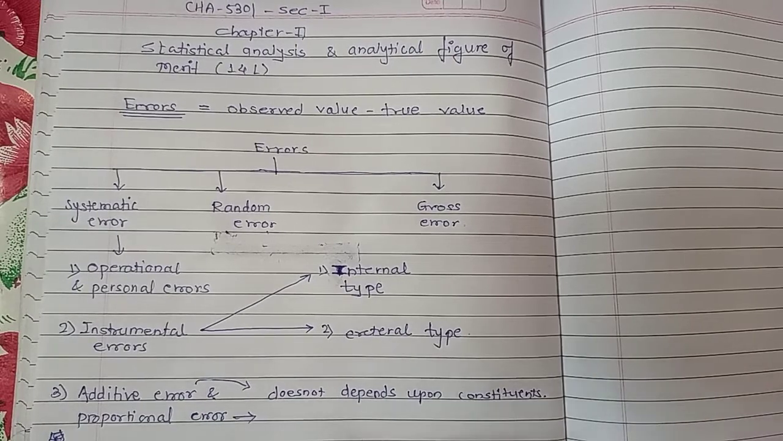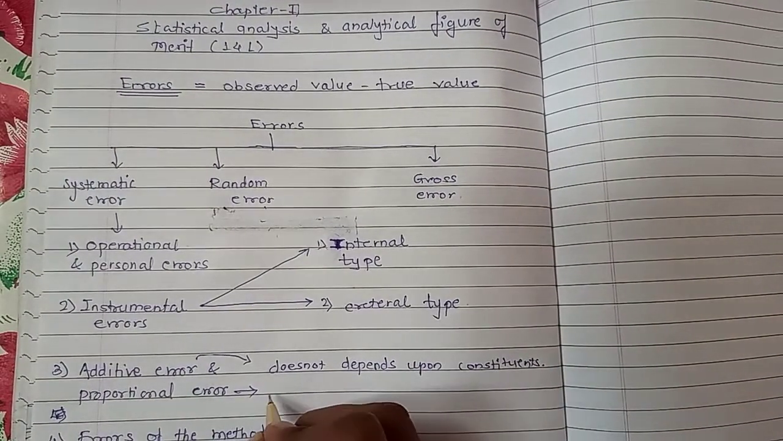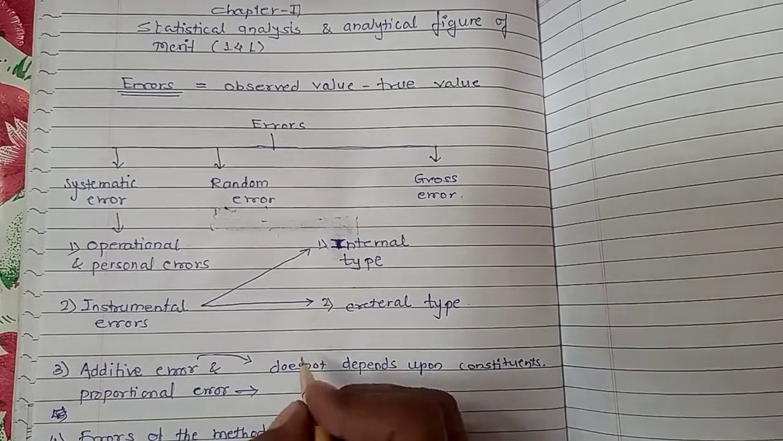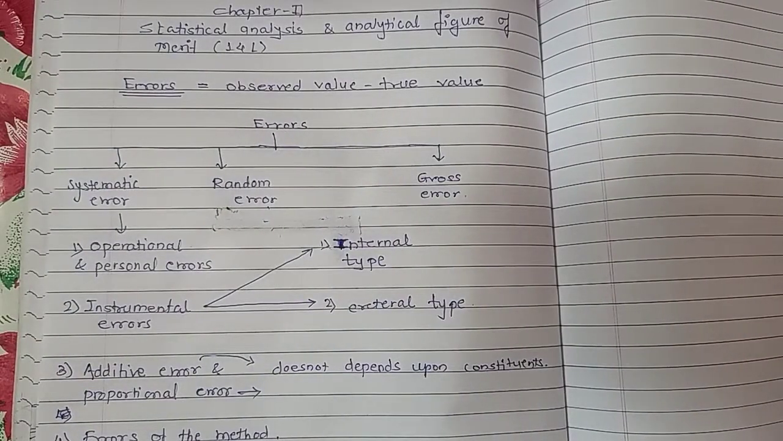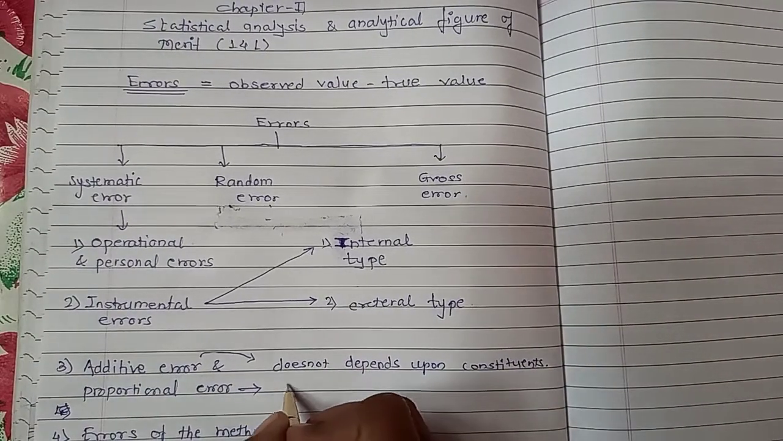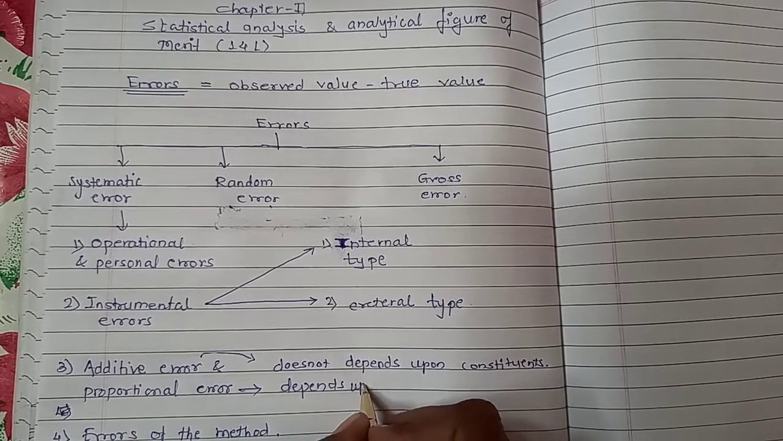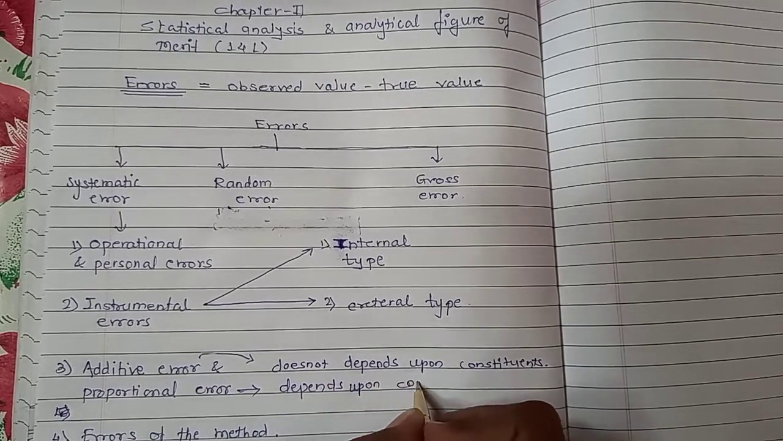And the proportional error means the error has some absolute value, and this absolute value depends upon the constituents.